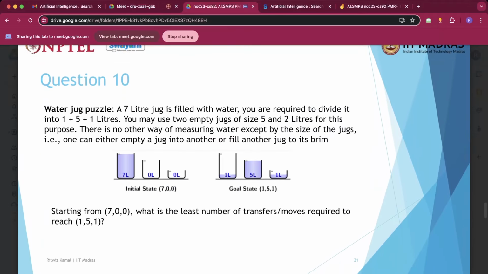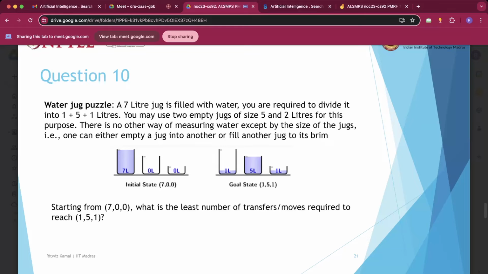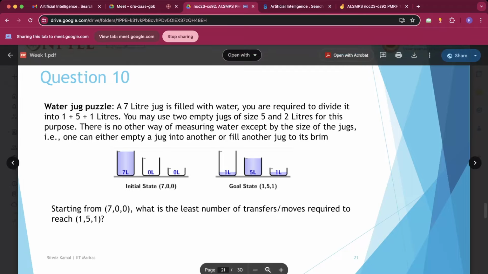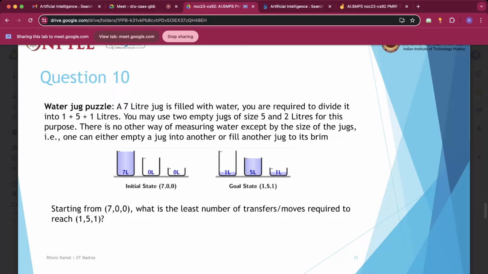Let's move on to the 10th question for today then, which is a water jug puzzle, a very well-known, renowned puzzle in the domain of AI. The basic setting of this problem is that you have three jugs, each with a different capacity. The first jug, the leftmost jug, has 7 liters of capacity. The middle jug has 5 liters capacity, and the rightmost jug has 2 liters of capacity. At any given instance, these jugs can be filled with different levels of water, and based on how much each of these jugs is filled, we will define the state of the problem.